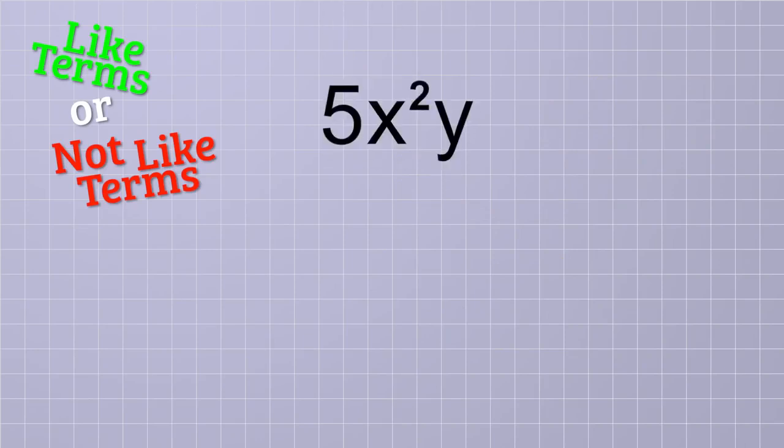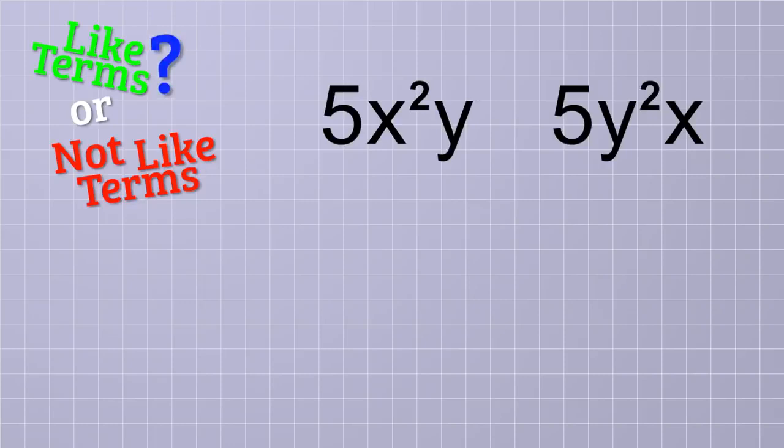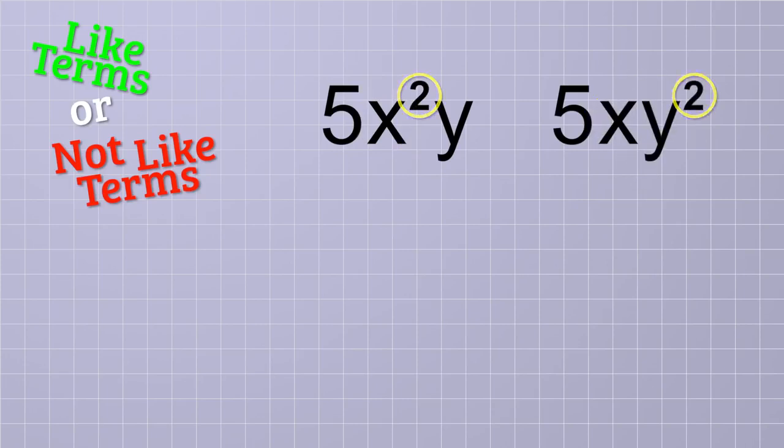Last, we have 5x squared y and 5y squared x. Now be careful with this one. You might think that it's like the last one where the terms are just in a different order. But look closely. In the first term, the x is being squared. But in the second term, the y is being squared. That means even if we switch the order, the exponents move with the variables, so the variable parts are not the same, which means these are not like terms.